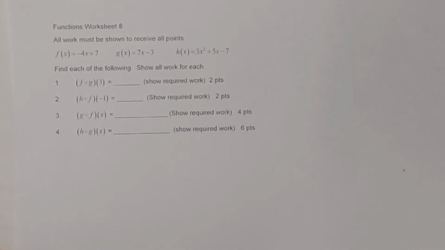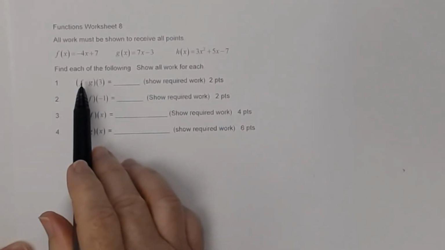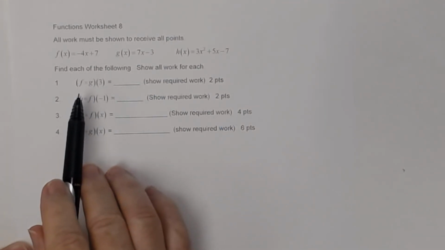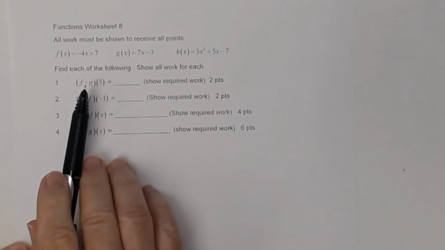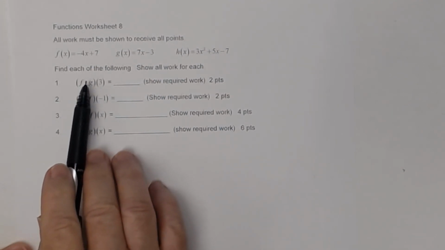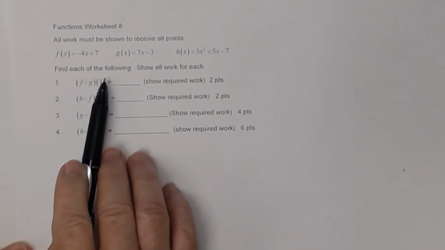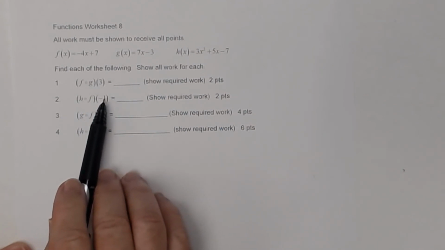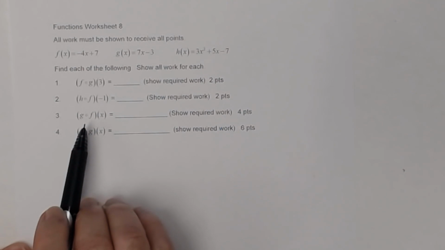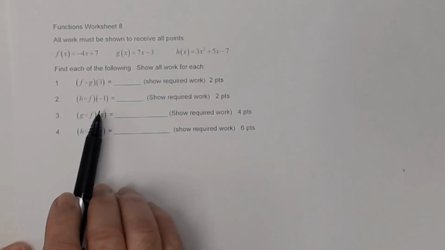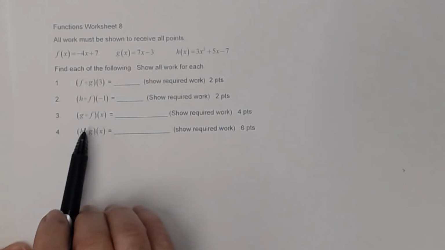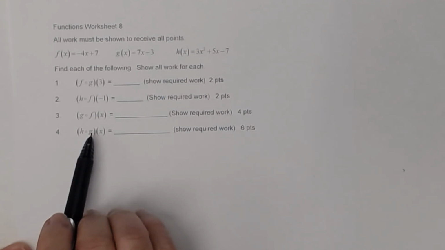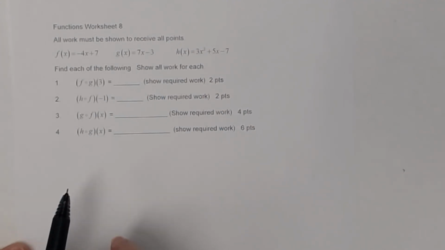All right, so this is the key to worksheet number 8. And you can't see this very well, but that's an open circle. So that means composition. So you're composing these two functions and evaluating it at 3. You're composing these two functions, evaluating at -1, and so on. You're composing these two functions, evaluating it at x, and composing these two functions and evaluating it at x.